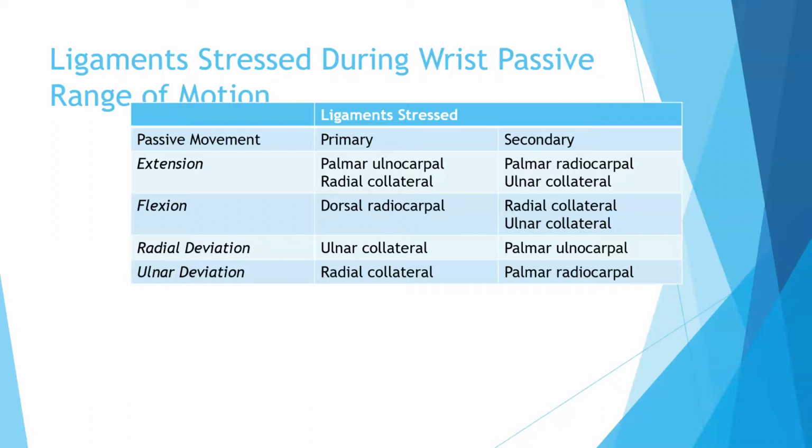I'll have you pause here for a second and just look at your hand and your wrist. Move your wrist into extension. Okay, so the primary ligaments that are stressed are going to be the palmar ulnar carpal and radial collateral ligament. And then secondary is going to be the palmar radiocarpal and ulnar collateral. Go through now and do that with flexion, radial deviation, and ulnar deviation.